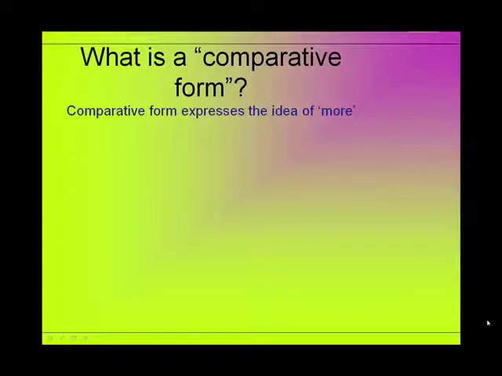What exactly is a comparative form? It is like a piece of a word that expresses the idea of more. You'll understand right away what I mean when I say piece of a word, okay? You might have an adjective such as fast. If you add this piece, er, fast becomes faster, okay? And that is the idea of more.